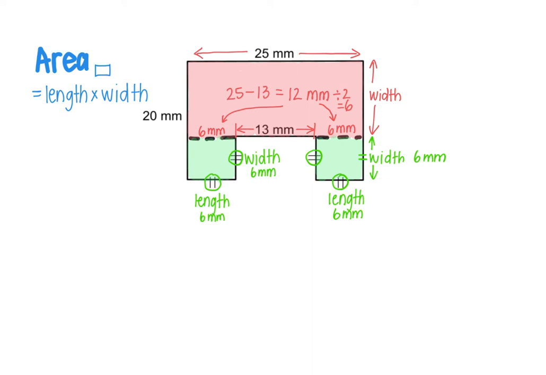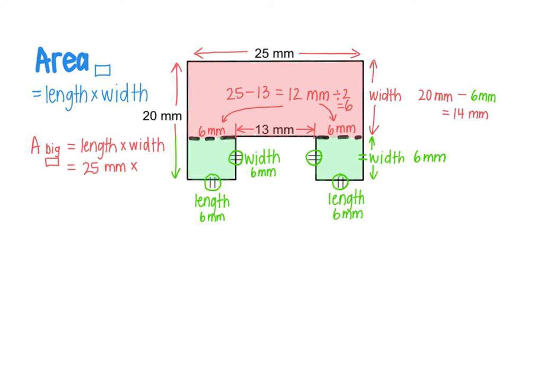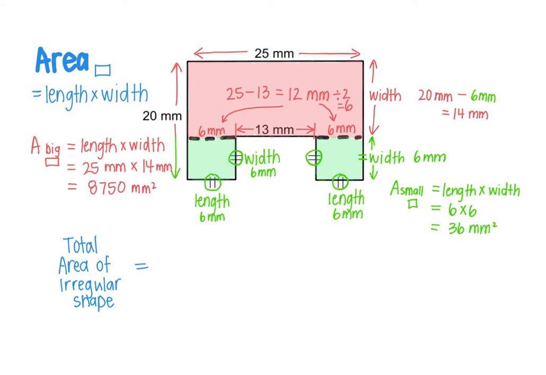We can then find the area of the larger rectangle by doing 25 millimeters and then multiplying by its width. Well, its width we'll have to find as well. We know that this big side length is 20 millimeters, and if we subtract the 6 from it for the square side, we'll know that we have 14 millimeters left over. So we'll do 25 millimeters times 14 millimeters to get the area of the big rectangle. The small square will be 6 times 6, length times width, and then we can end off by adding up all of those areas together. So we'll add the area of the big rectangle to the area of the two small squares to get the area of our total irregular shape.